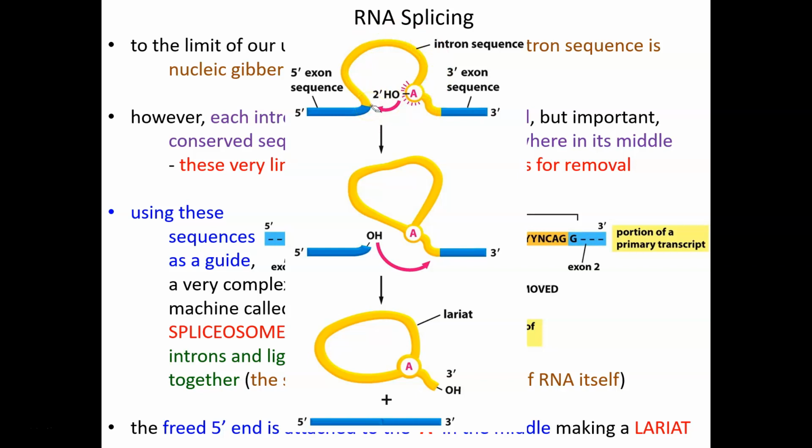The spliceosome is going to first cut the 5' end of the intron. It's going to free that 5' end, and it's going to join that 5' end to an adenine in the center of the intron. We see that adenine here. That forms this lariat structure.